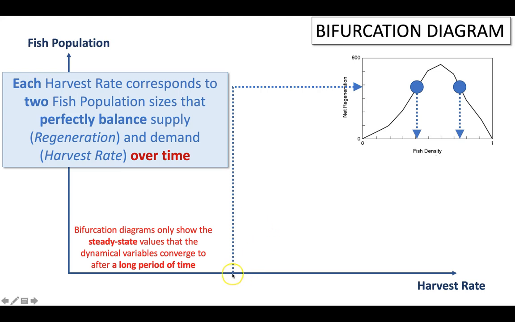So the idea is, for every harvest rate, that's what we see down here, if I look at my net regeneration curve, which is implemented as a lookup table in this particular model, then I see that there are two densities that perfectly balance that harvest rate. In other words, at both this low density and this high density, the fish produce exactly the right amount of fish per year to balance the desired harvest rate, so that the fish population will stay constant. So if I start at either one of these, at this low one here, then I will stay there forever.